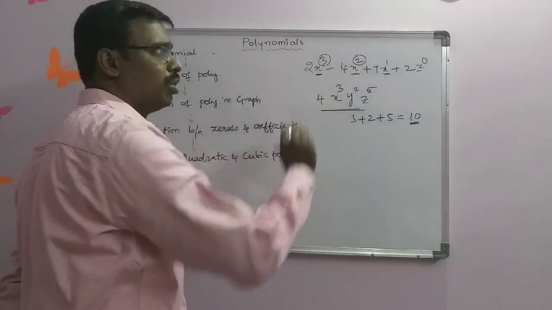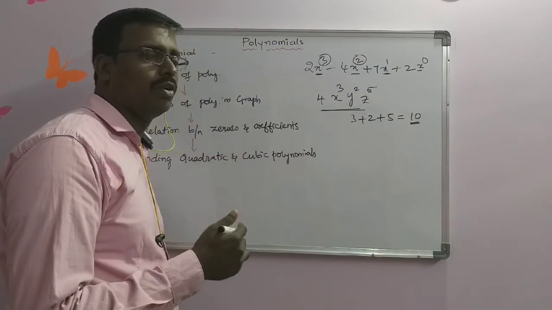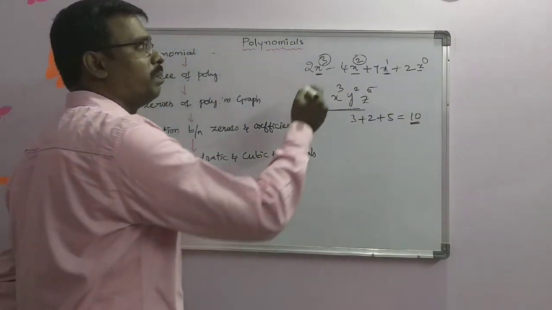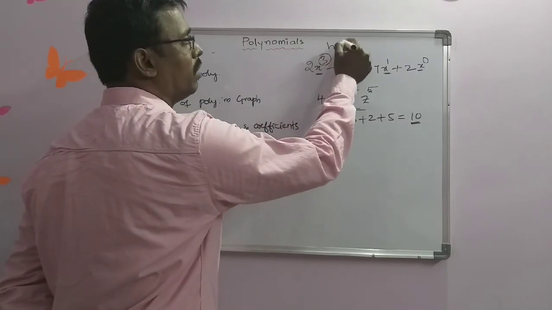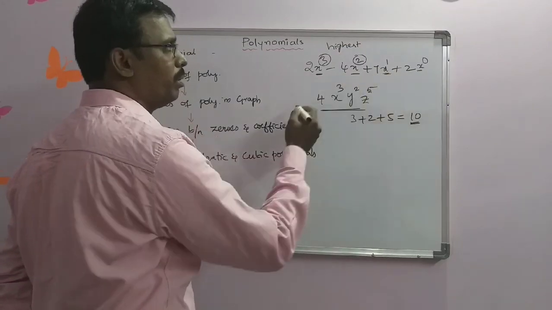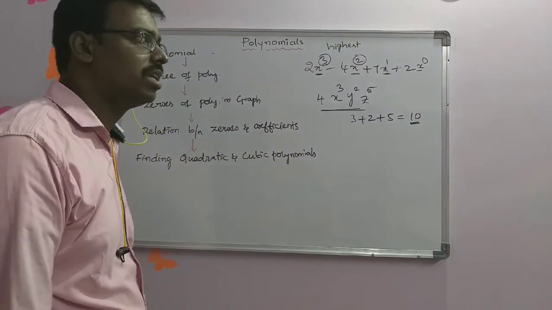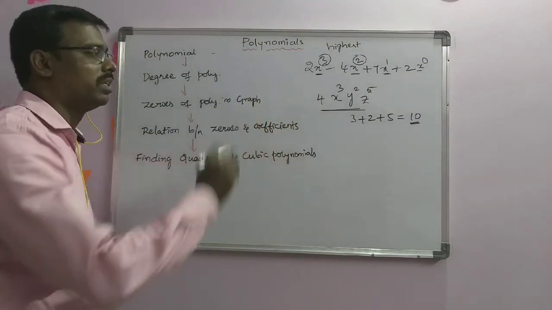For other than monomials, suppose it is having 2 terms or 3 terms or more than that, then how will you calculate the degree? The highest power will be taken as the degree. So here for this particular polynomial, 3 is the highest power. So the degree of that polynomial is 3. So this is how we calculate the degree.